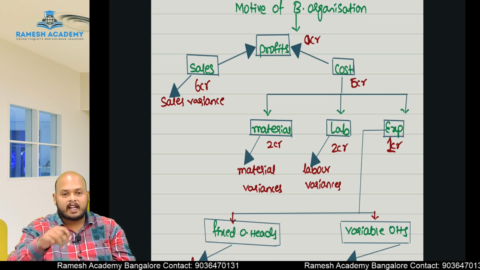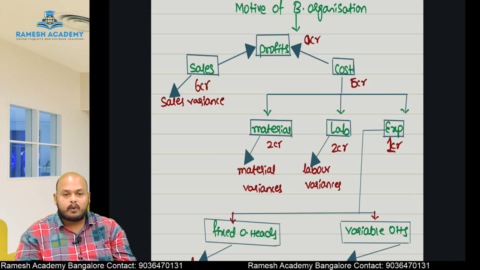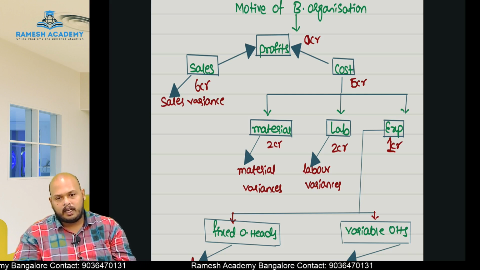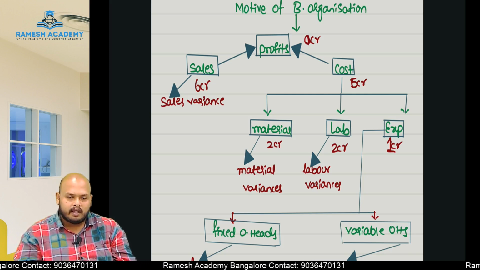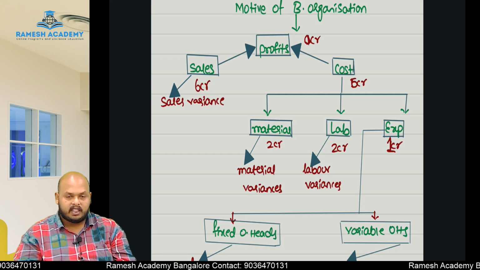So in order to analyze which element this impact is coming from, to identify that element, we have to control it, and we should not repeat that expenditure in the future. This kind of analysis is known as what? Standard costing. Standard costing is one of the techniques of costing.